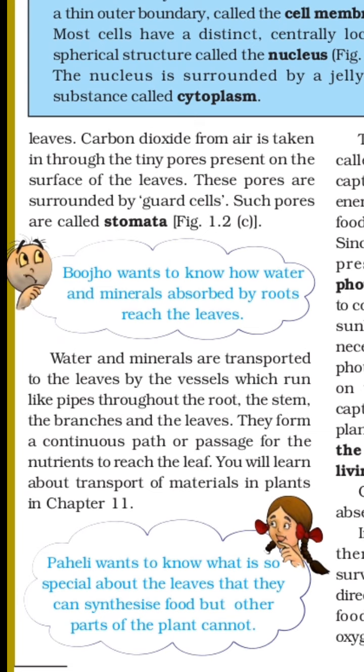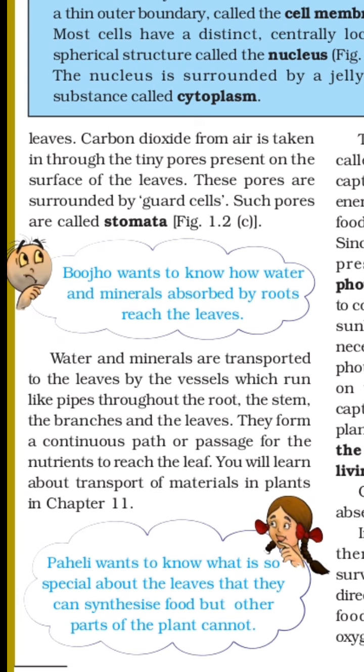Now water and minerals are transported to the leaves by the vessels, which run like pipes throughout the root, the stem, the branches and the leaves. They form a continuous path or passage for the nutrients to reach the leaf. You will learn about the transport of materials in plants in chapter number 11.